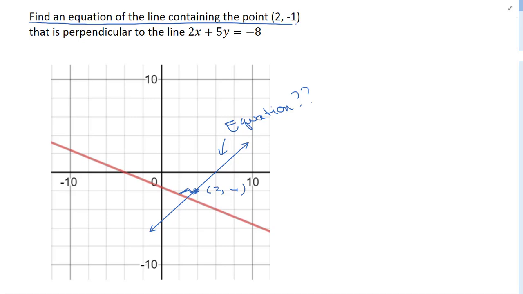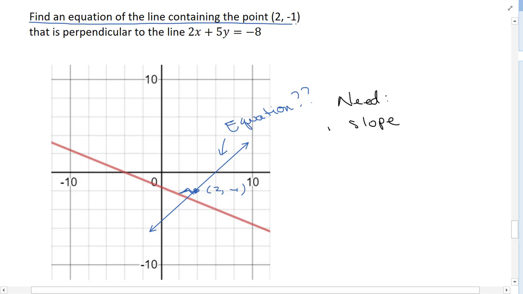So what's the equation of that line? Remember, to find the equation of a line, what is it that we need? Two things. We need the slope, and we need at least one point. We're in luck because we have the point (2, -1). But we don't have the slope, and I don't have a second point on the blue line to find the slope.